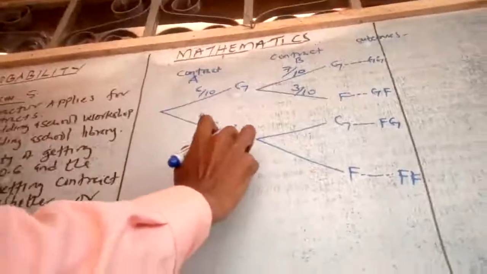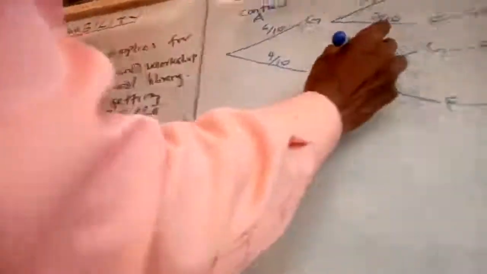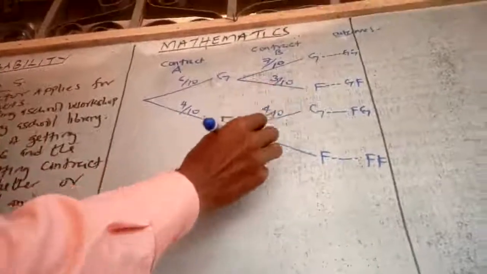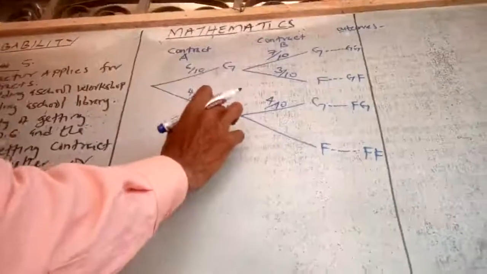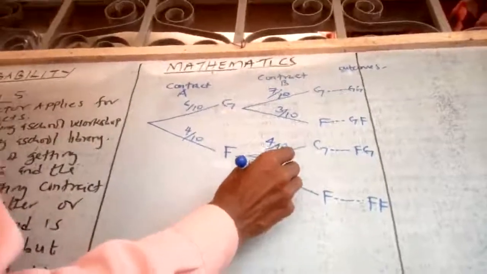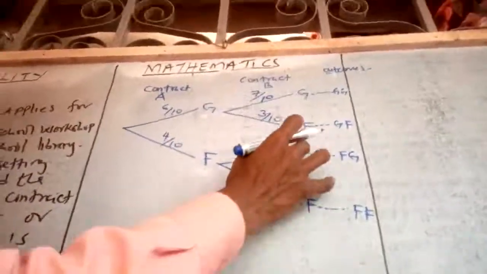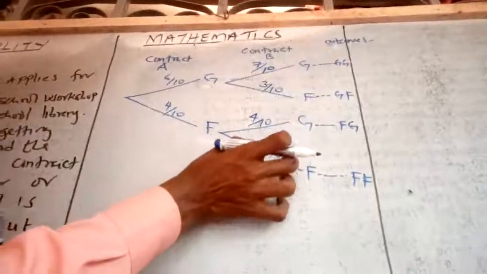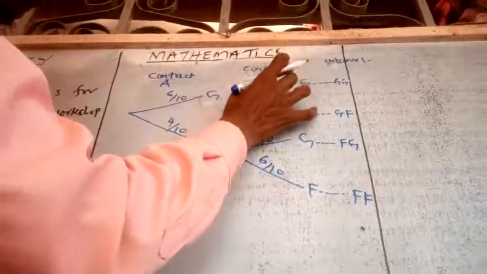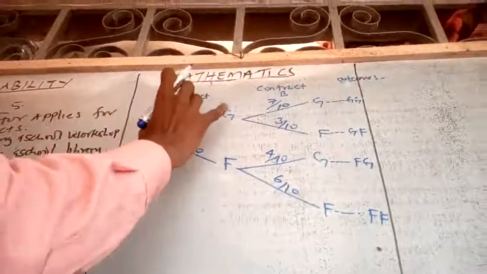What about if A is not obtained? If A is not obtained, the probability is 0.4. And therefore, getting B is 0.4 or 4 over 10. And what about the failing? If A fails, B can also fail. The probability of B failing is 6 over 10 because these two branches are supposed to give you 1. And therefore 1 minus 4 over 10, you will get the probability of failing. And also 1 minus 7 over 10, you will get 3 over 10. And every two branches, you will get the total probability being 1.